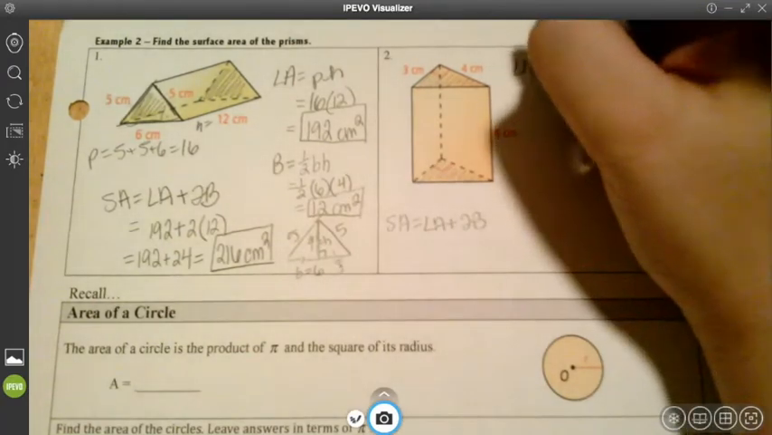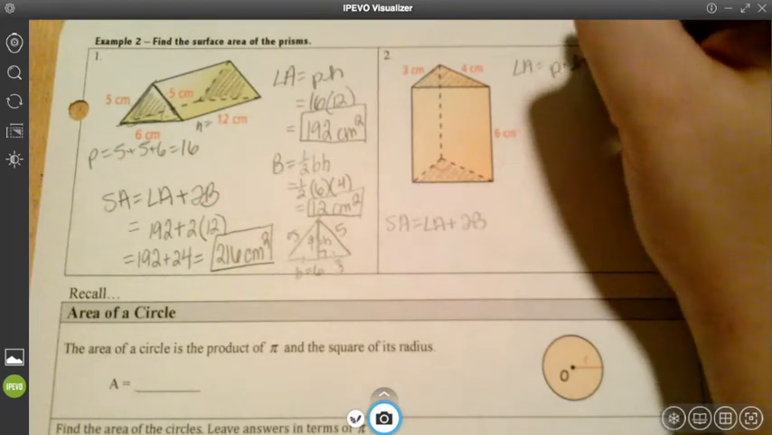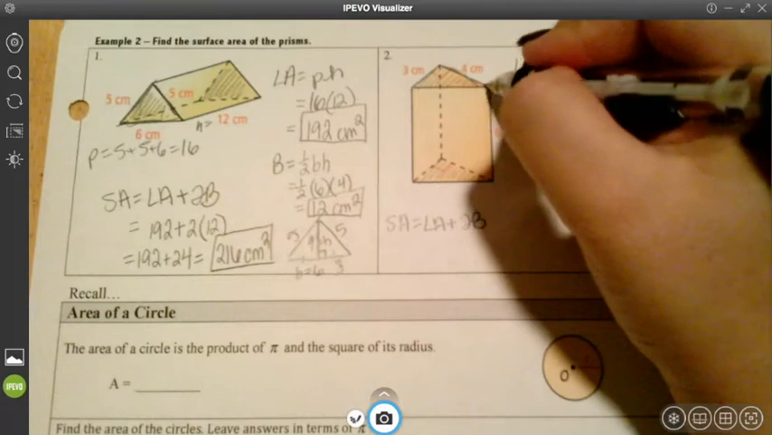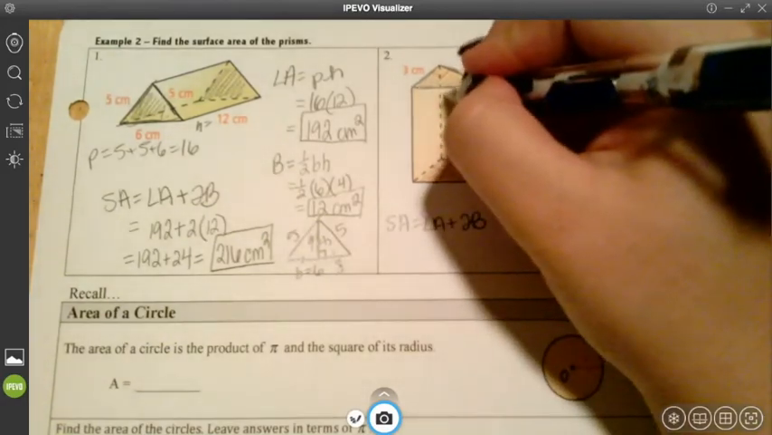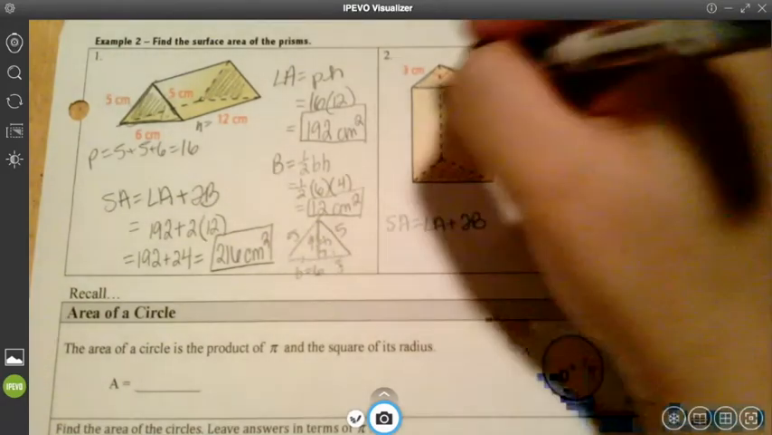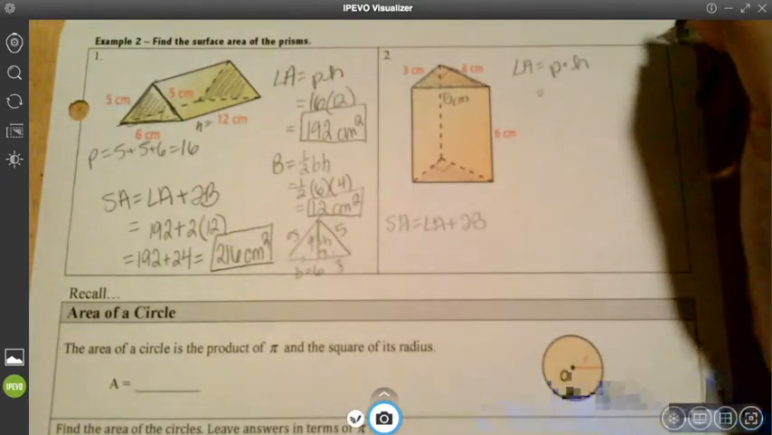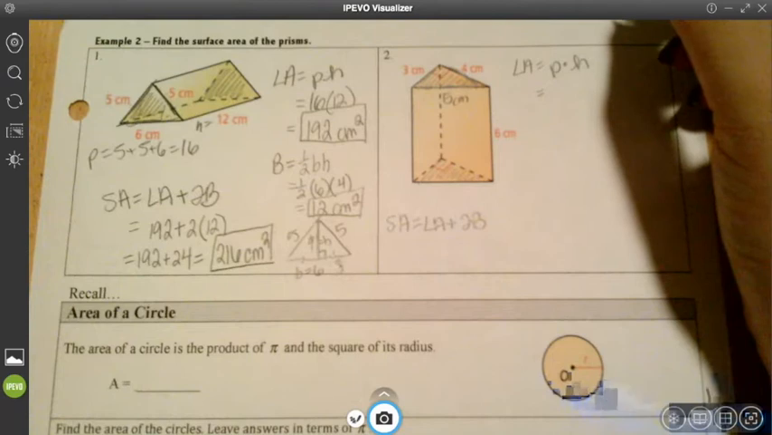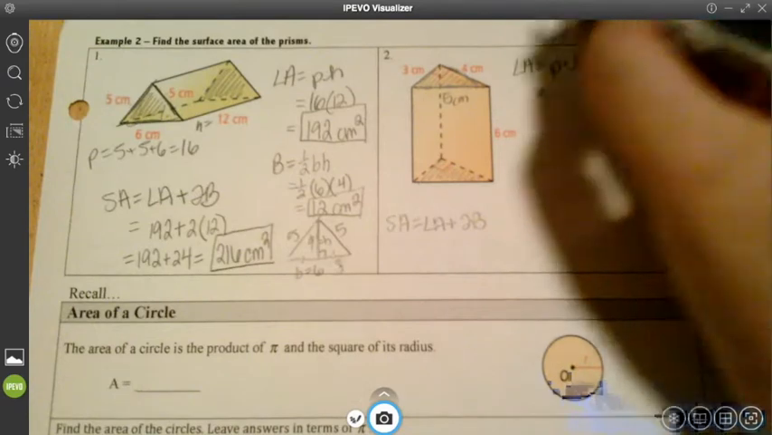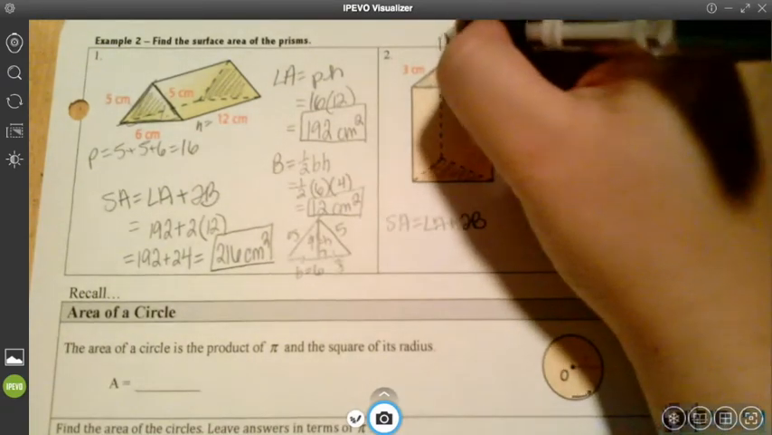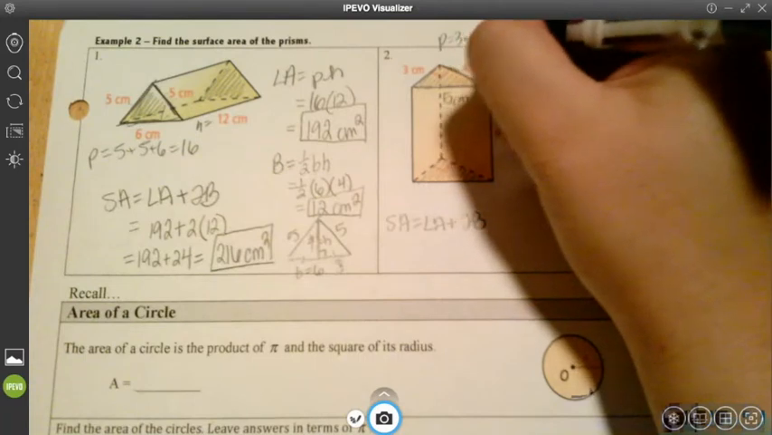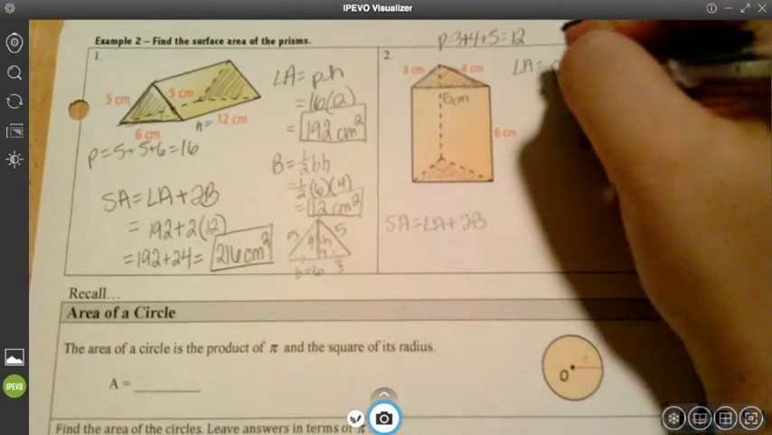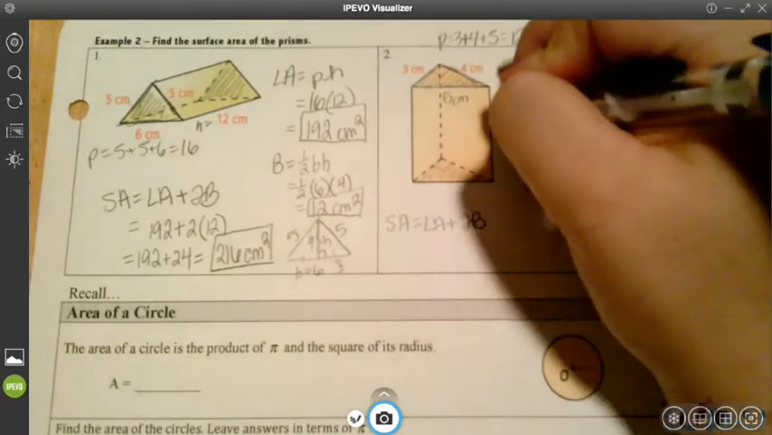Starting with lateral area, perimeter times height. To find the perimeter of this triangle, again, we have 3, 4. This is our magical Pythagorean triple. 3, 4, 5. It's worth knowing. 5 centimeters there. Again, if you don't remember that Pythagorean triple, you can use the Pythagorean theorem. 3, 4, 5. So our perimeter, 3 plus 4 plus 5. 7 plus 5 is 12. 12 times our height is 6.